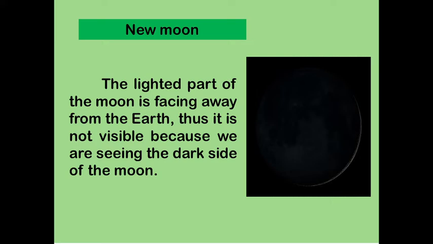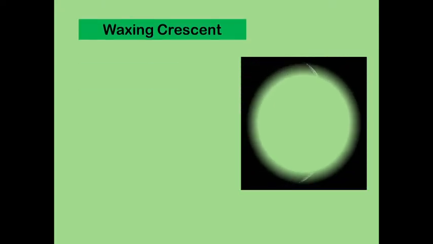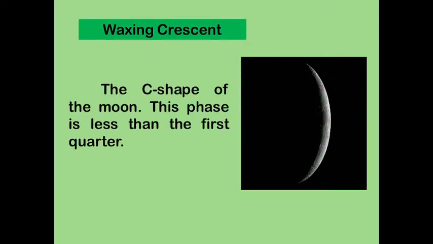New moon: the lighted part of the moon is facing away from the Earth. Thus, it is not visible because we are seeing the dark side of the moon. Waxing crescent, the C shape of the moon. This phase is less than the first quarter.